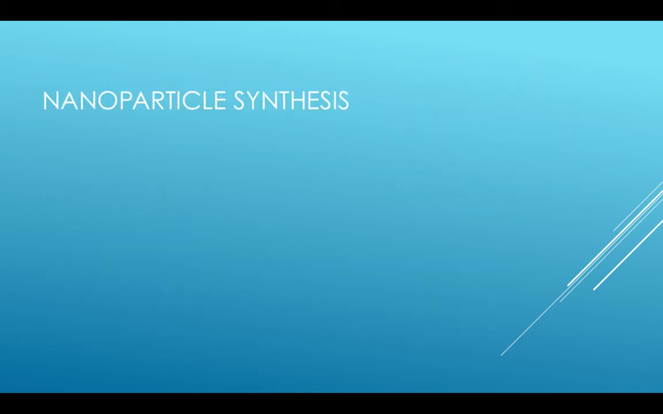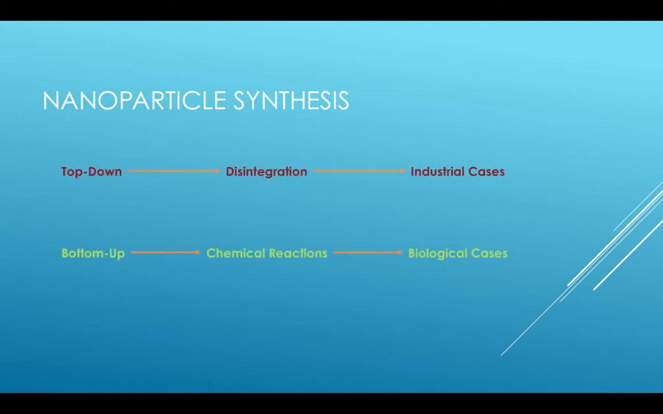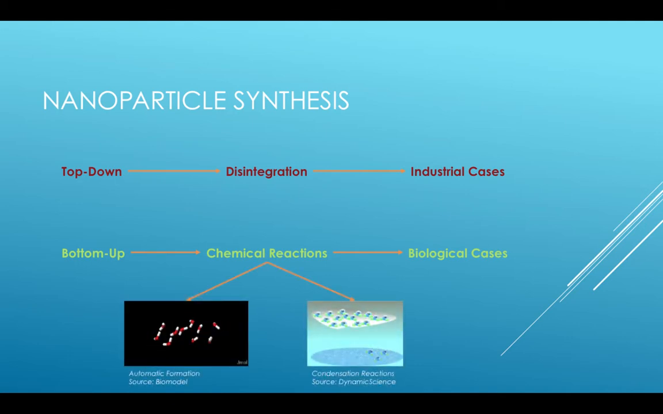So how are nanoparticles made? Well, they can be made in the top-down method or the bottom-up method, meaning they can be formed by the disintegration of bulk materials or through controlled chemical reactions. The bottom-up method is more common in biological cases as the final product is more pure.